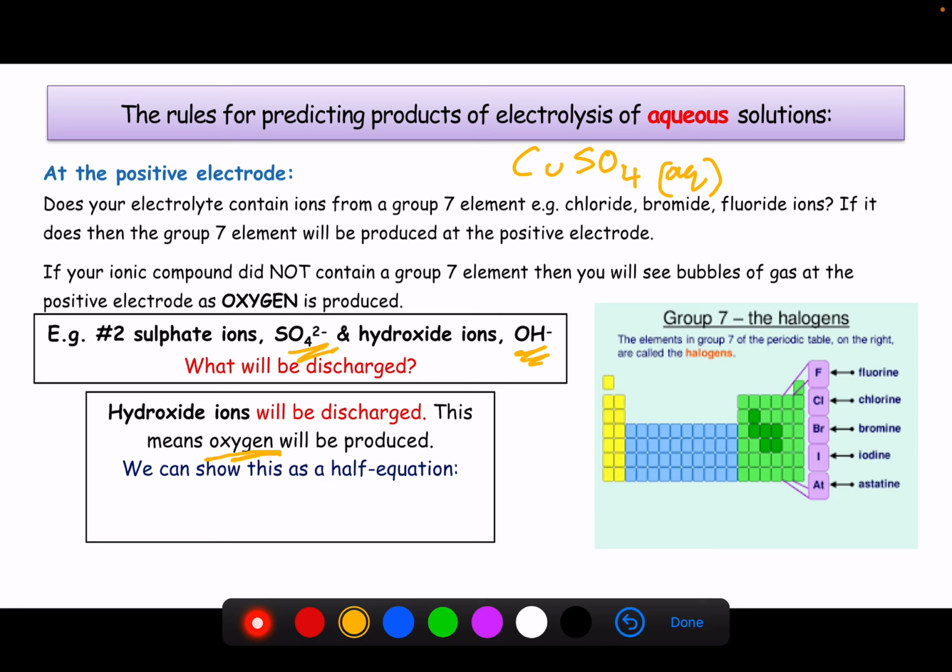Now, we can show this as a half equation. The half equation here is a special one. I suggest you learn this off by heart because it is sometimes asked for. What's going on here is that my hydroxide ions are breaking down and giving off oxygen gas. In addition to the oxygen gas, water is formed, as well as some electrons. So again, my hydroxide ions have been discharged. They've lost electrons. So again, that is an example of oxidation.